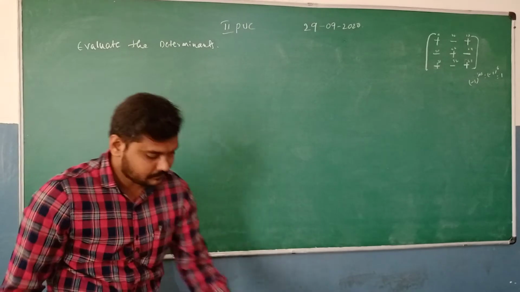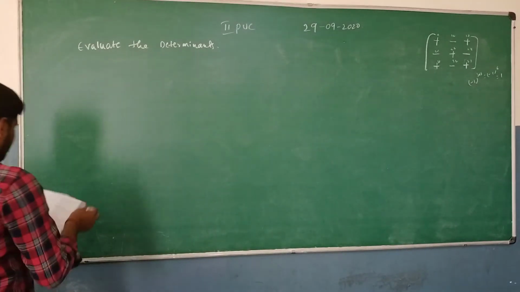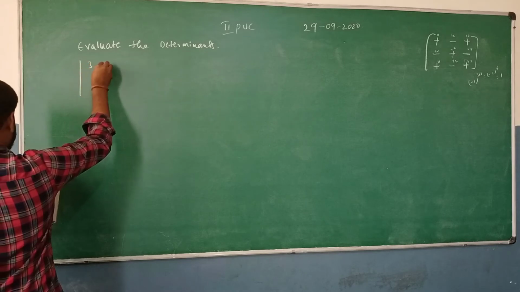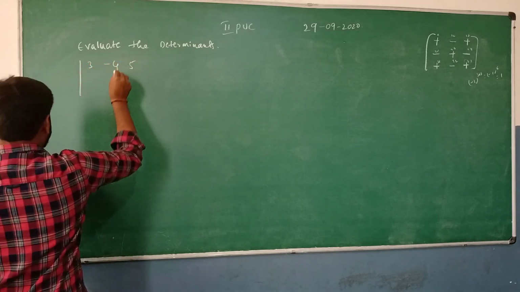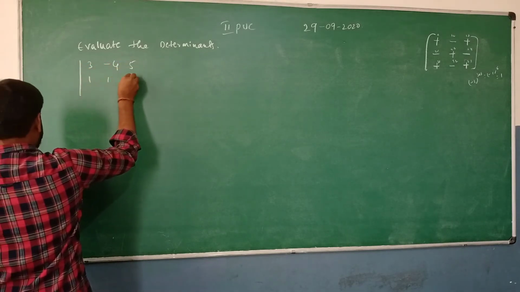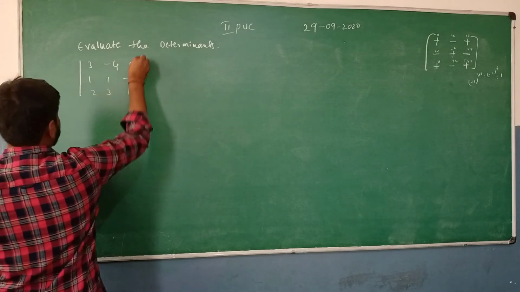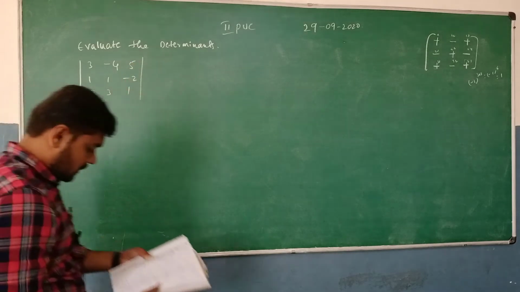Okay. Second one. 3 minus 4 5, 1 minus 2 1, 2 3 1.